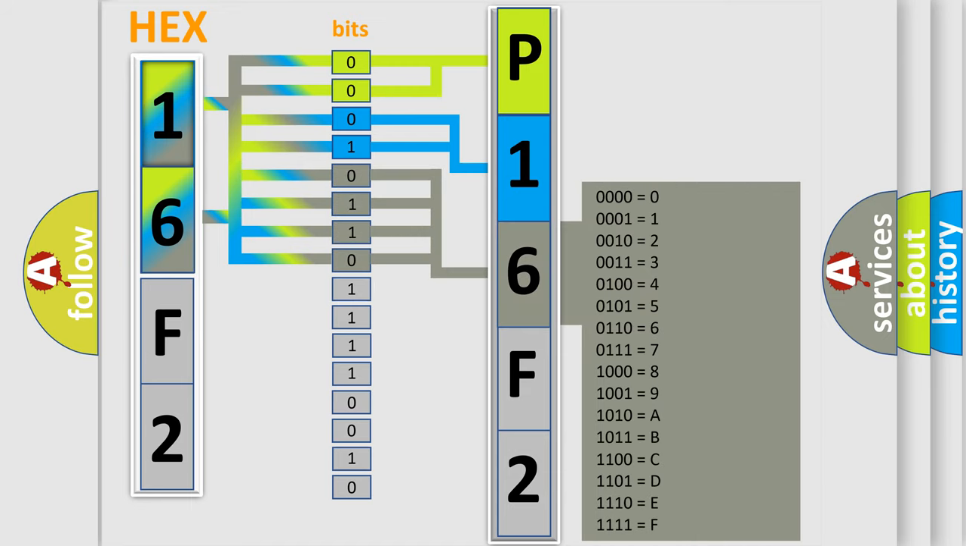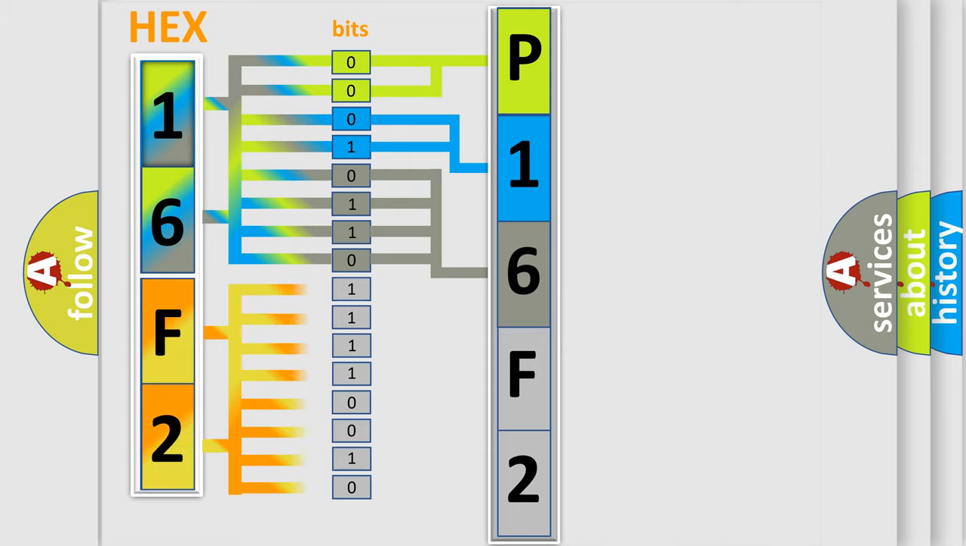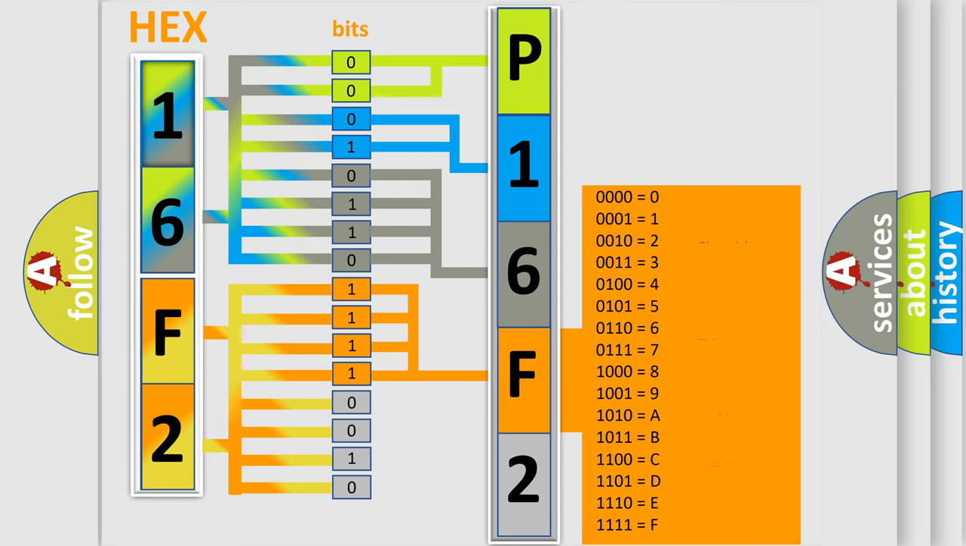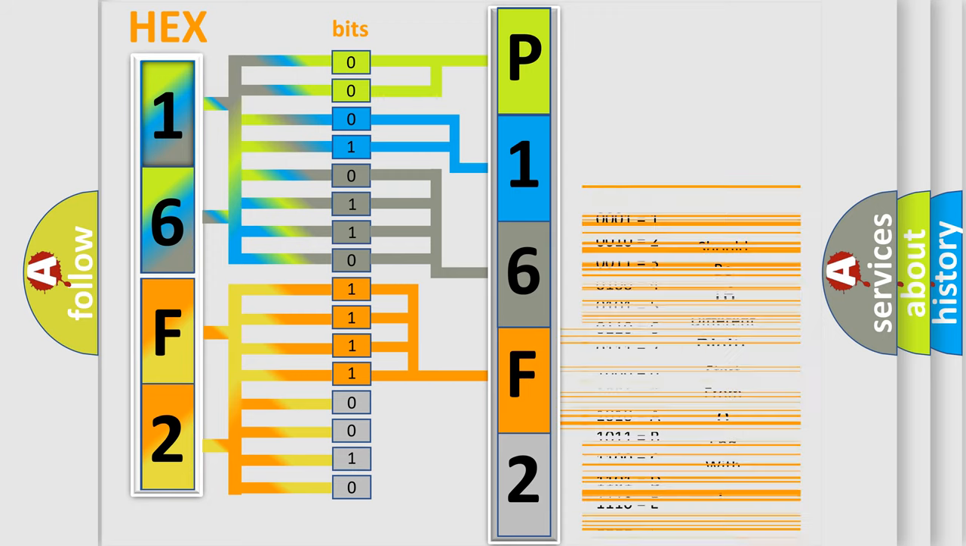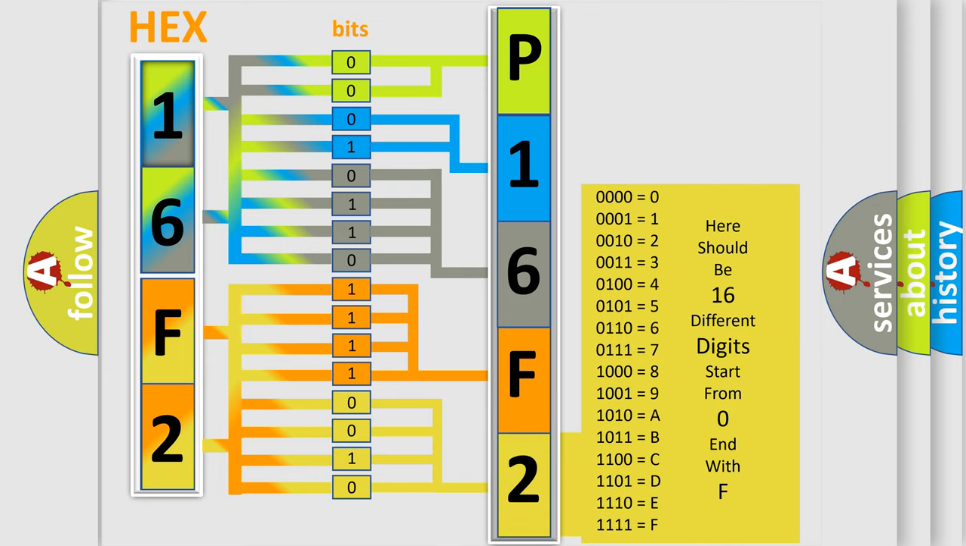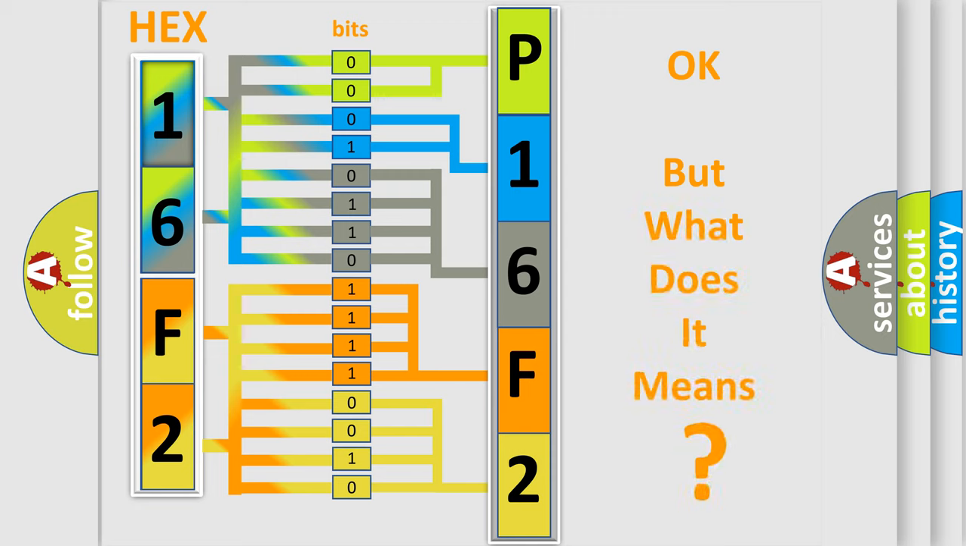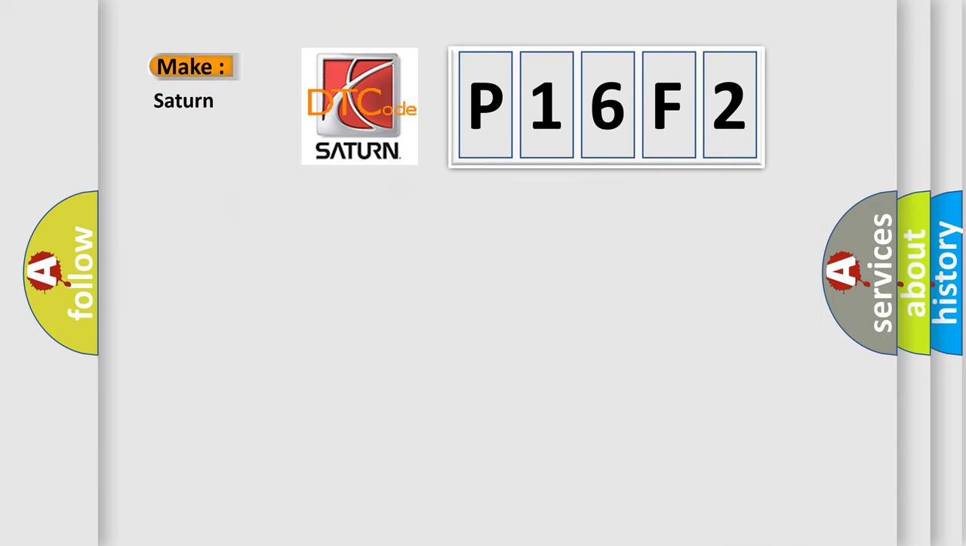The second byte is composed of a combination of 8 bits. The first 4 bits determine the fourth character of the code, and the combination of the last 4 bits defines the fifth character. A single byte conceals 256 possible combinations. We now know in what way the diagnostic tool translates the received information into a more comprehensible format. The number itself does not make sense to us if we cannot assign information to what it actually expresses. So, what does the diagnostic trouble code P16F2 interpret specifically for Saturn vehicles?